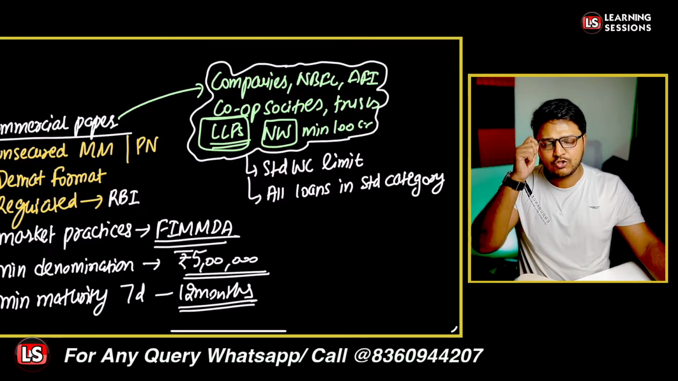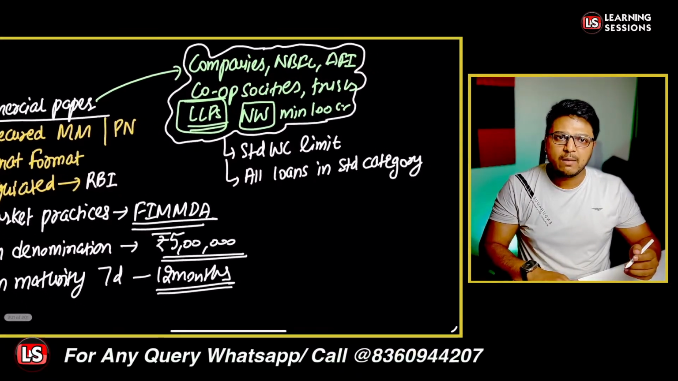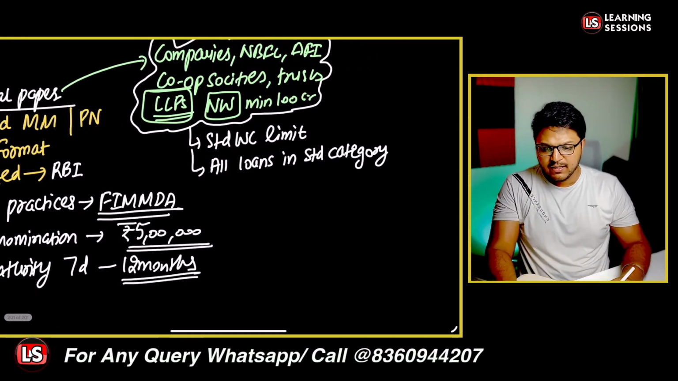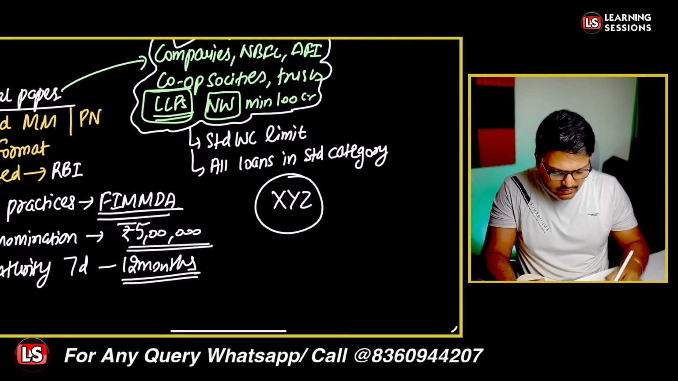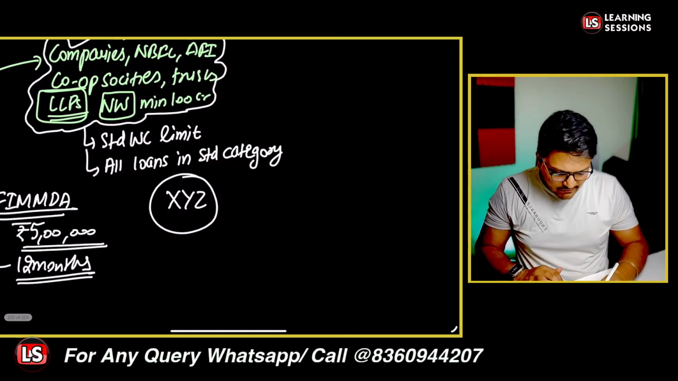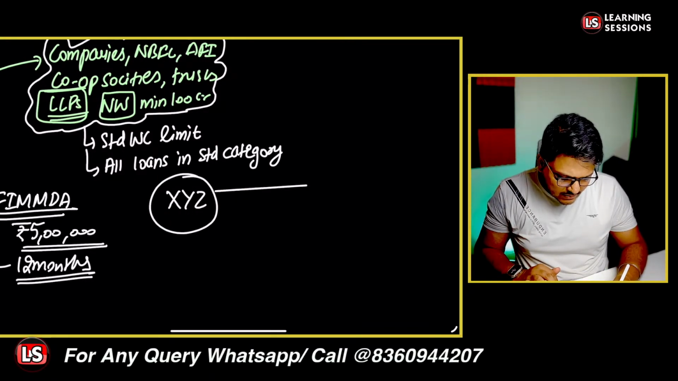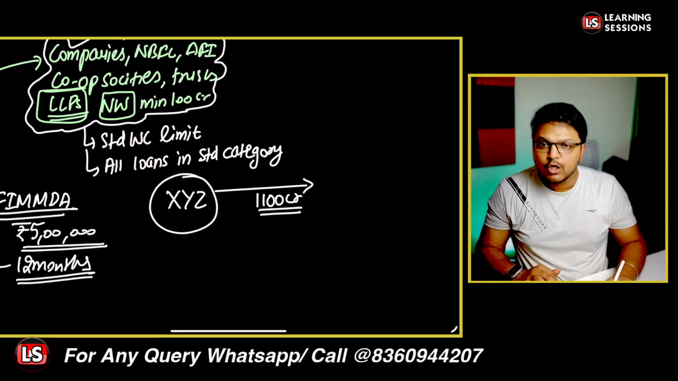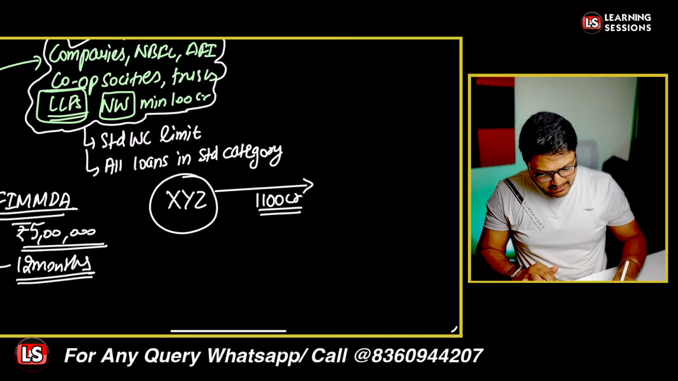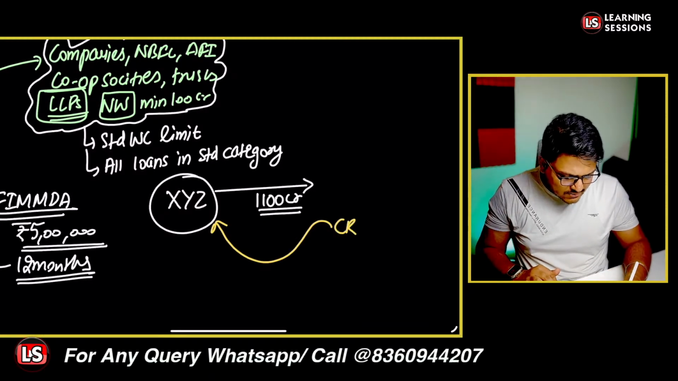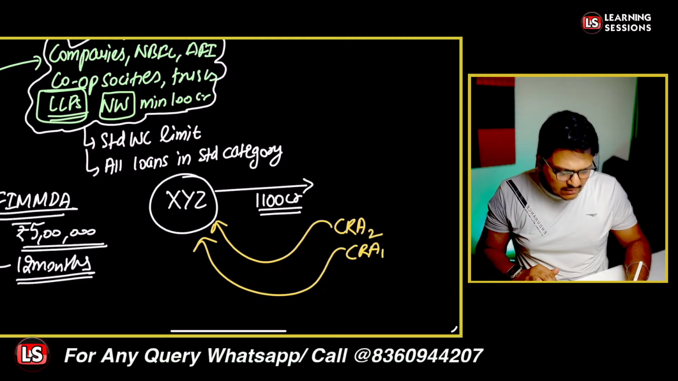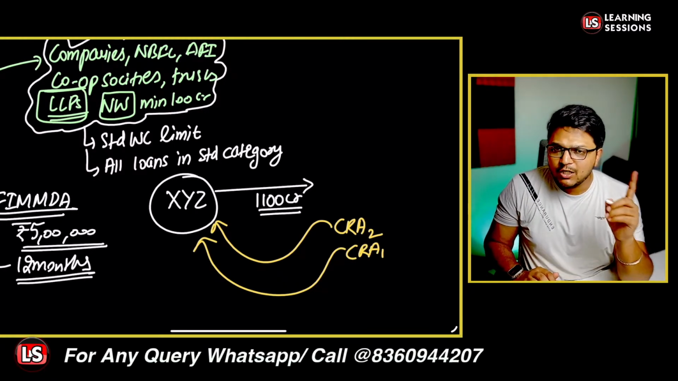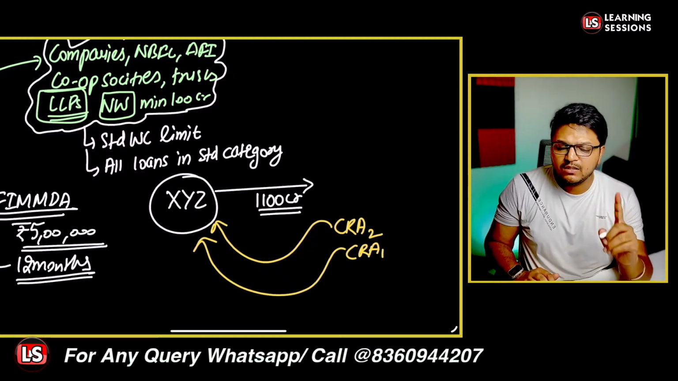And where you are issuing commercial papers amounting to 1000 crore or more, right? Let's say a particular company XYZ is going to issue the commercial papers, and other conditions are already qualified, and it is going to issue commercial papers amounting to 1100 crore. Now XYZ company has to get the credit rating from two credit rating agencies, not from a single CRA, but from two credit rating agencies which are registered with the SEBI, and the lower credit rating will be considered.